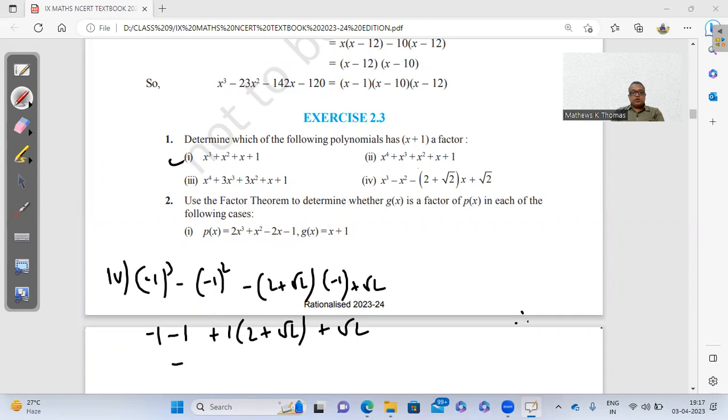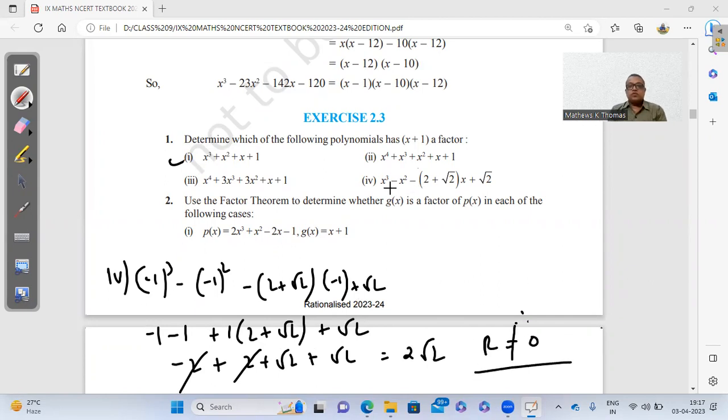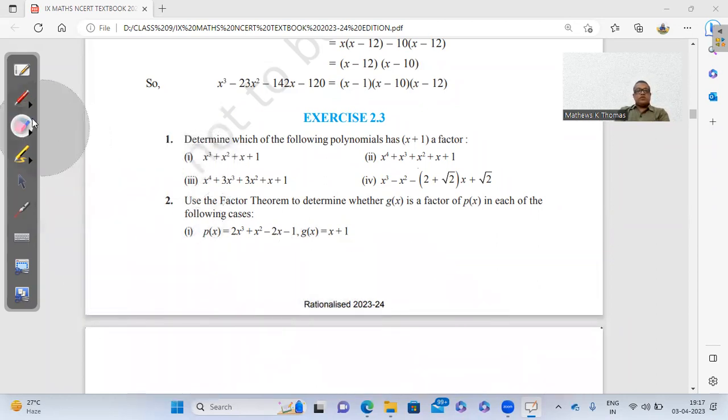So -1 -2. Then when you open the bracket, 1 into anything is the number itself. So this will remain as it is. +2 -2 gets cancelled. √2 we get 2√2. Remainder is not 0. Therefore, this is also not a factor. So this is how we do this question, finding out whether it's a factor or not.